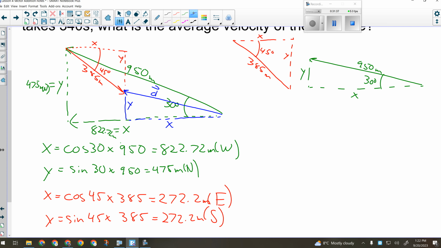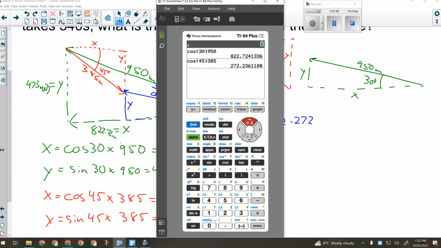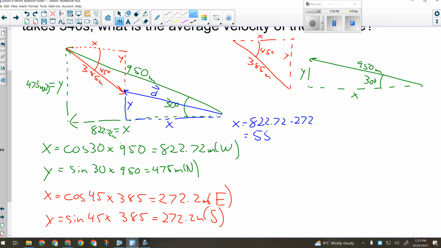All right, so blue x is going to be 822.72 minus the one that goes back, which is 272. So 822 minus that one is going to leave me with 550.49 meters west. So now I know what that triangle should look like. 550 meters west.